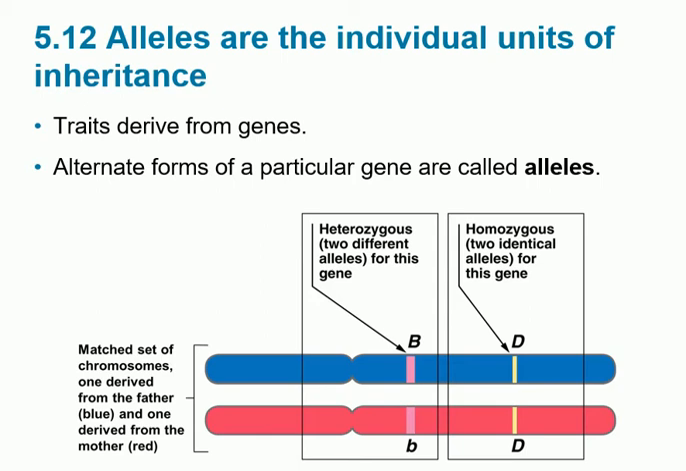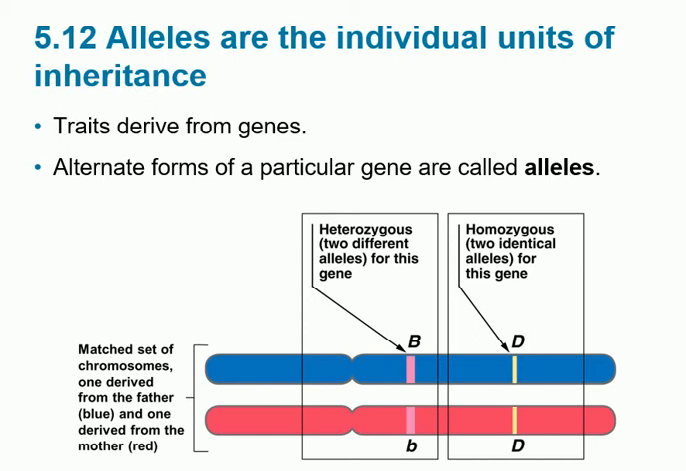Now alleles, this is the individual unit of inheritance. The unit of inheritance, okay? And they come from genes. So alternate forms of a particular gene is called alleles. What do you mean by that? Here is what I mean. The gene of the eye color. Okay?